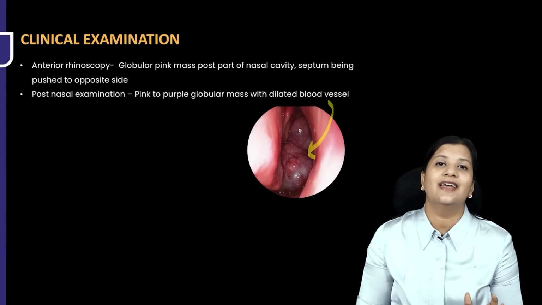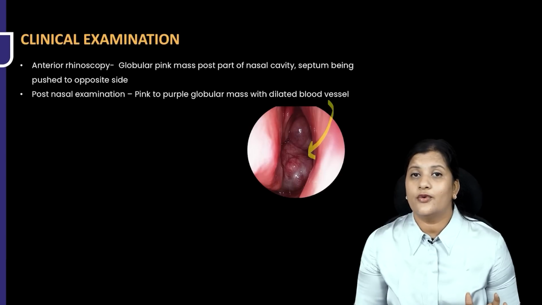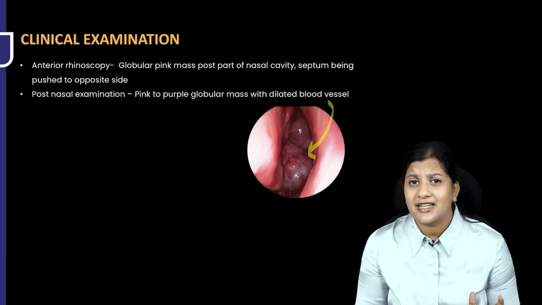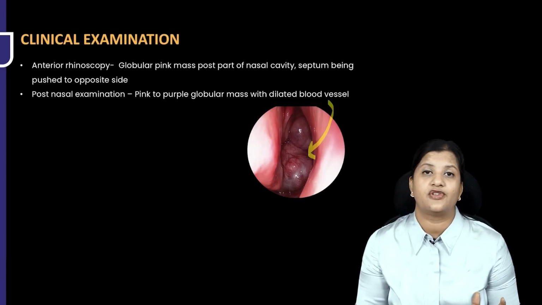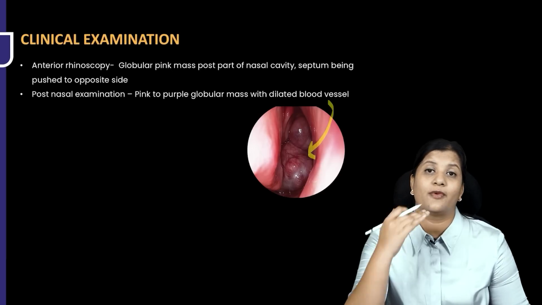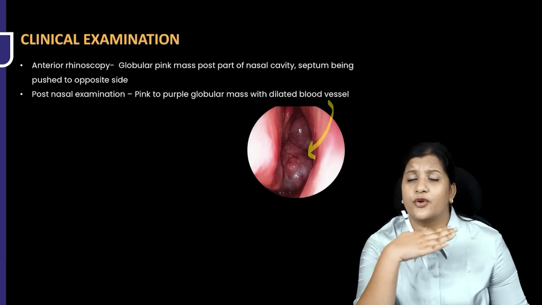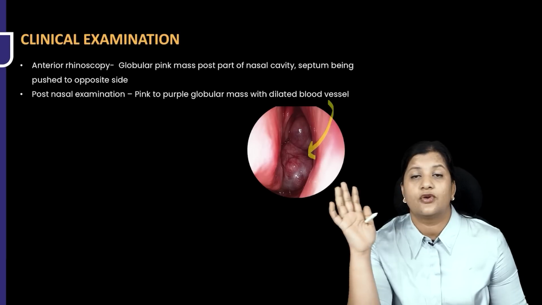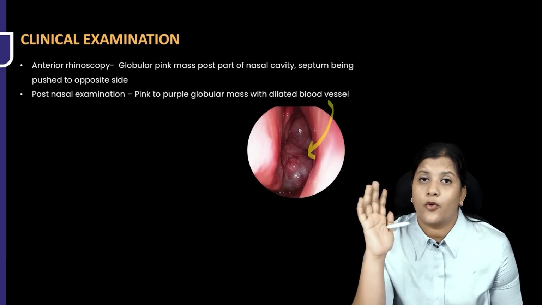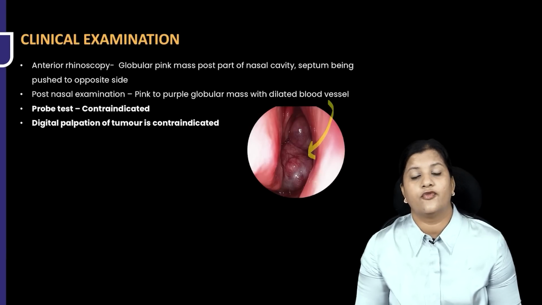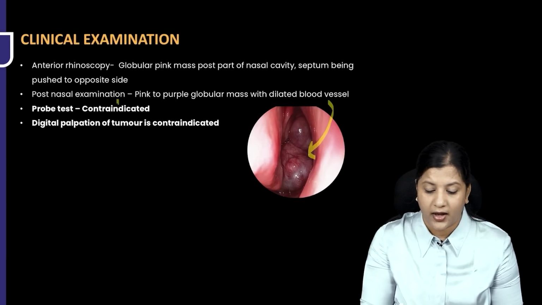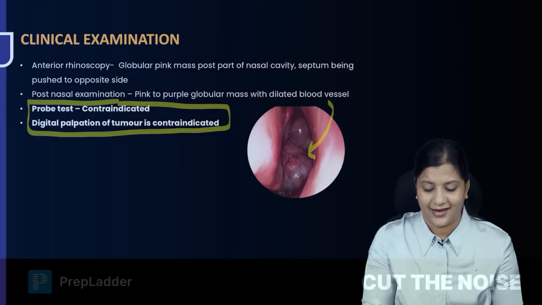mass occupying the nasopharynx. Do you want to do a probe test? Do you want to do a digital palpation? Never ever in a patient with juvenile nasopharyngeal angiofibroma, because if it starts to bleed, then it is going to be profuse torrential bleeding. So never ever do a probe test or digital palpation for a patient with angiofibroma, and they are contraindicated.